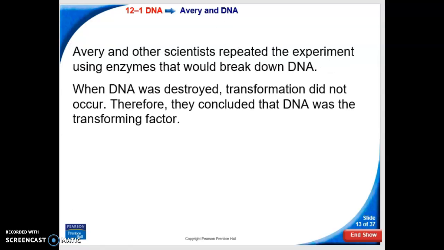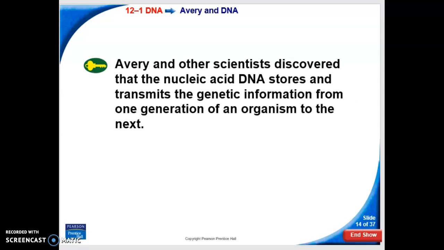Avery and the other scientists, they continued to repeat this. And when they destroyed the DNA, transformation did not occur. This is how they finally decided that DNA must be the factor that was transferring the traits. So a key concept here is Avery and the other scientists discovered that the nucleic acid, DNA, stores and transmits the genetic information from one organism to the next.